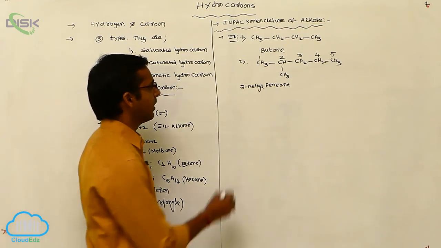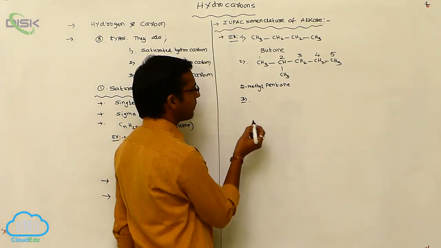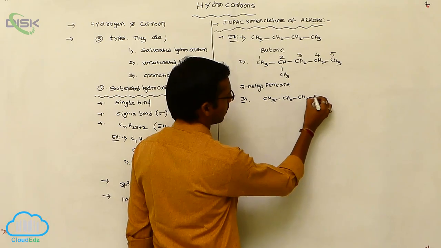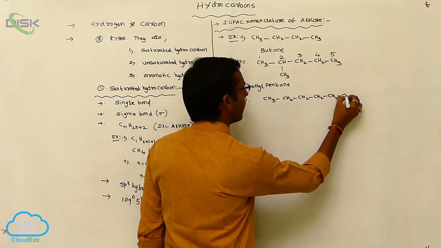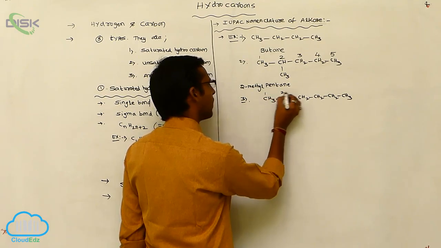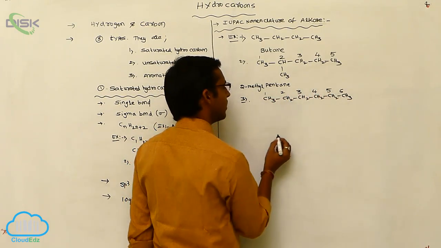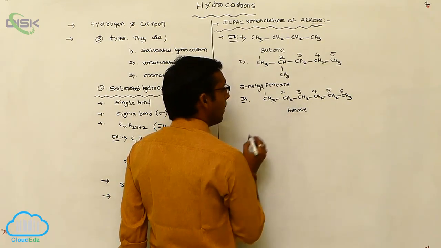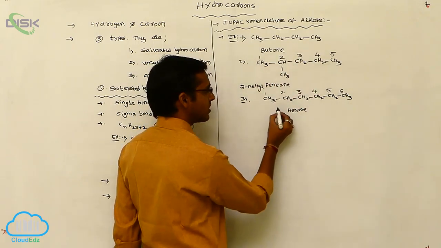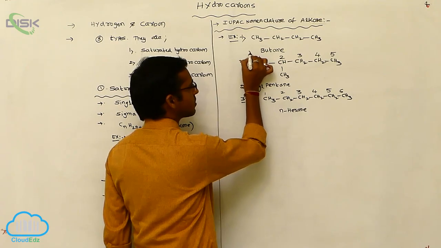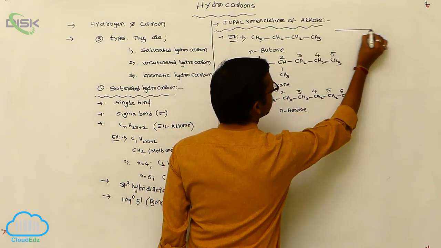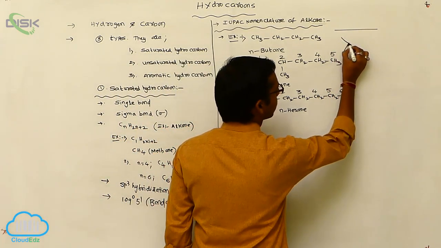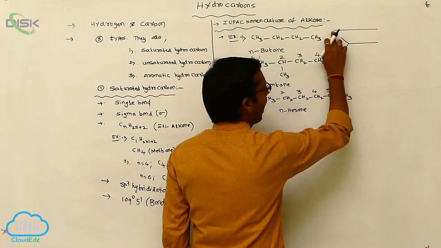So the IUPAC name is 2-methylpentane, because at the second position one substituent group is present. For another example, if you consider a straight chain with a total of 6 carbons, the root word is hex. All are saturated, so hexane. But in this straight manner, it is called n-hexane, the normal chain. Normal chain means like this, called the n-chain, and this one is the neo chain. So there are branched chains: isochain and neochain.